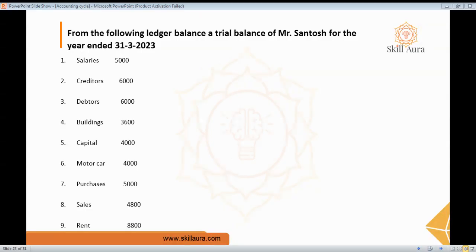Let's have an example. From the following ledger balances, prepare a trial balance of Mr. Santosh for the year ending 31st 2023. So here these are the ledger balances. When you convert the journal entry into ledger, you'll get the total amount, that is, each account will have this kind of amounts. Like the salary will be 5,000, credit will be 6,000, debit will be 6,000, and building will be 3,600, capital is 4,000, and motor car is 4,000. Purchase is 5,000, sales are 4,800, and rent is 8,800.